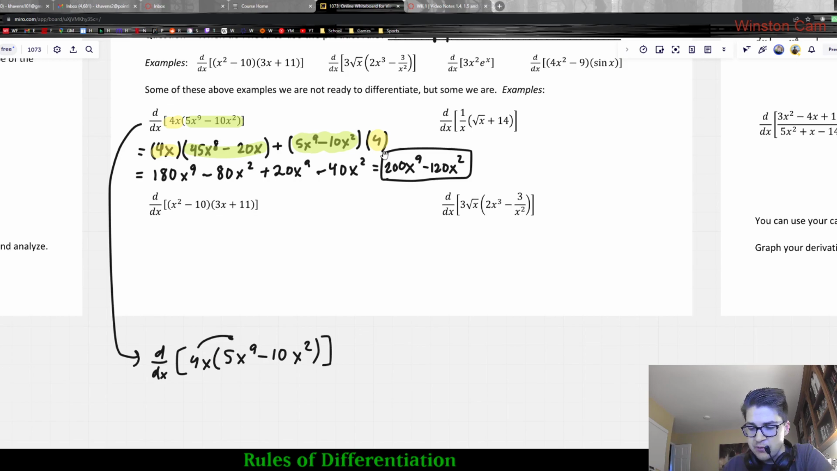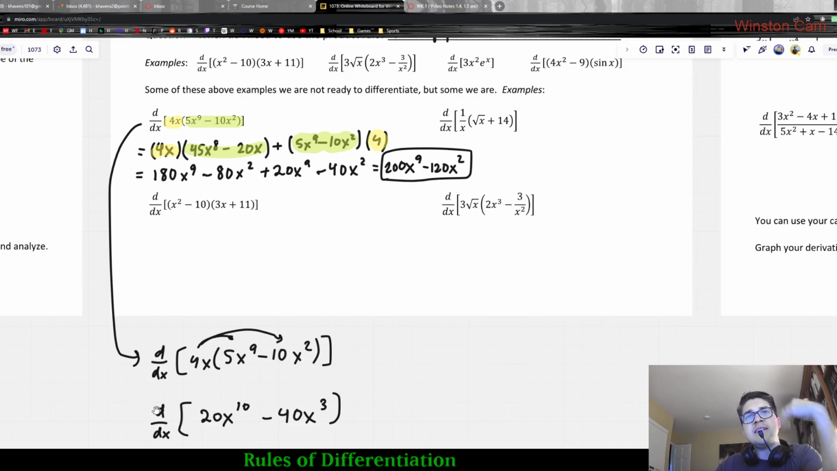So my point was we could first have used the distributive property to simplify the inside of our derivative before we actually take the derivative. So 4x times 5x to the 9th would be 20x to the 10. And 4x times 10x squared would be negative 40x cubed, right? So we could simplify our polynomials inside, then use the power rule.